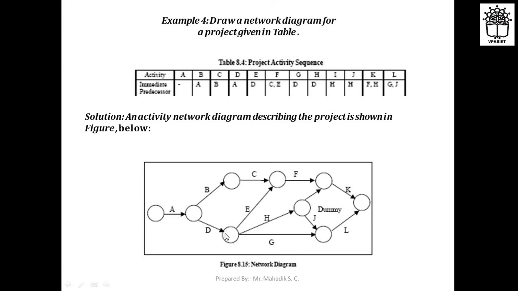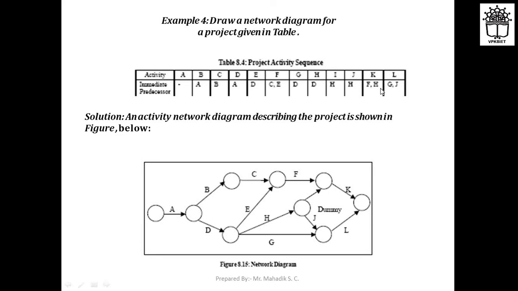So for G you can see D. Then for H also there will be D, so that's why here bursting of the event takes place at this event, you can see, for H, G and E, because the predecessor activity of E, H and G is D only. Then for I again there will be H, you can see I activity will be here, right? Then J again you can see there will be H, right? Then for K there will be F and H, right? So here you can see K will be there, and F and H activity.